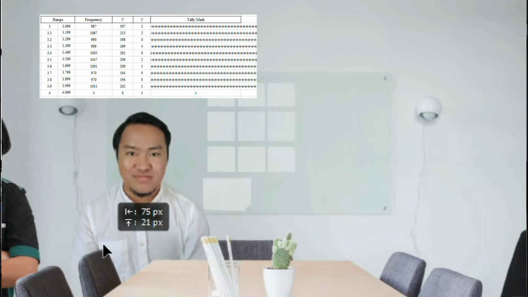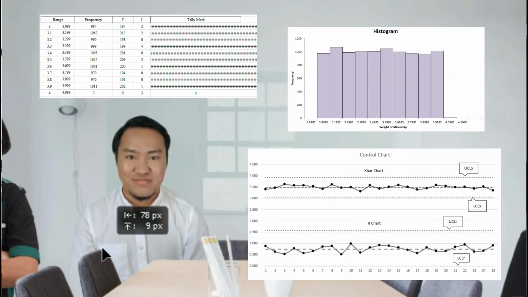As mentioned by Azme, our team used 3 quality control tools to analyze the output of memory chips production of our team. The 3 quality control tools, which are check sheet, histogram, and control chart. The first one is check sheet.